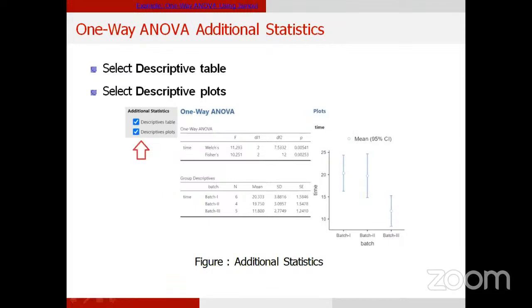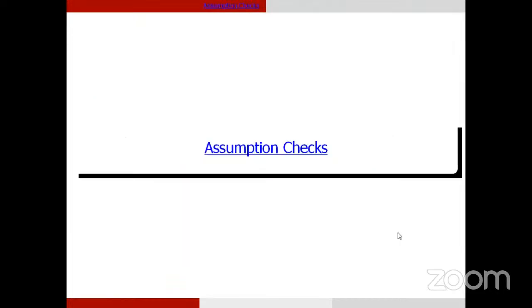So this is the additional statistics. If you want additional statistics, you can do that. You can plot all the batches. This plot describes the mean values: this is batch 1, this is batch 2, this is batch 3. The main thing is whether a difference exists. For that, we can check the p-value.